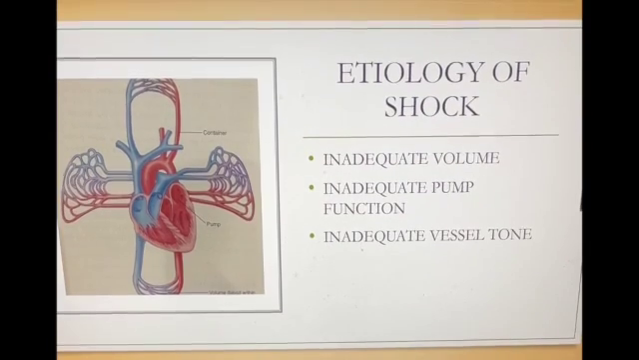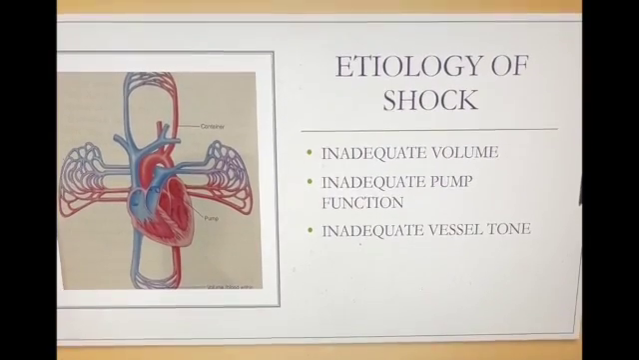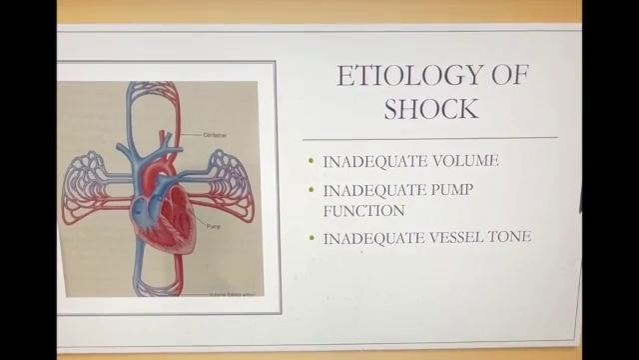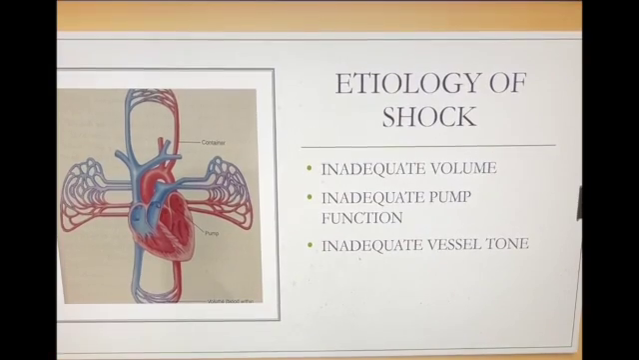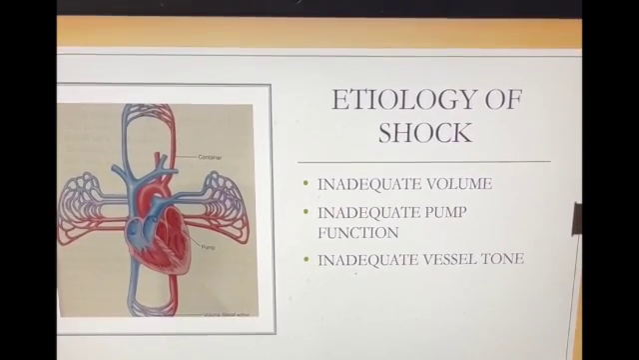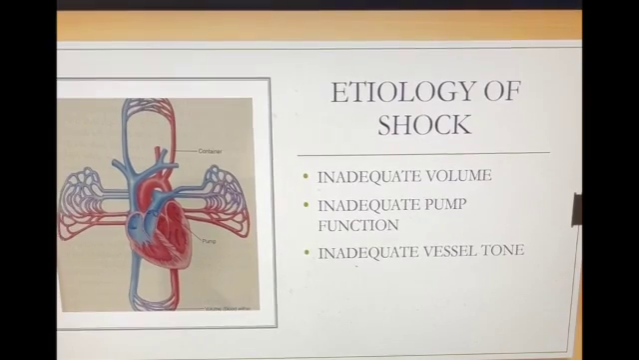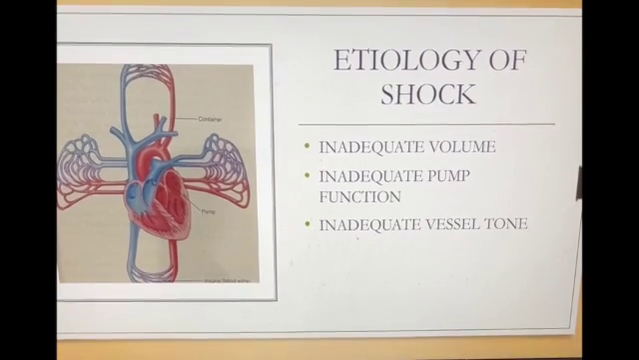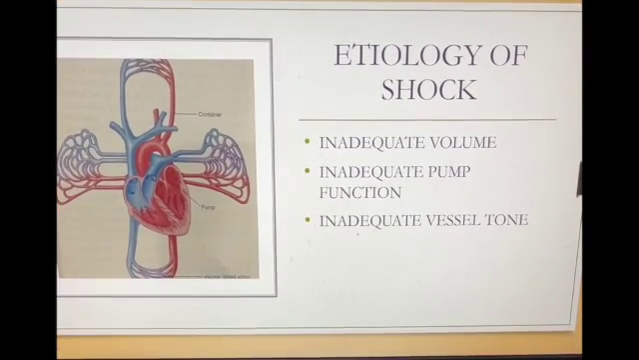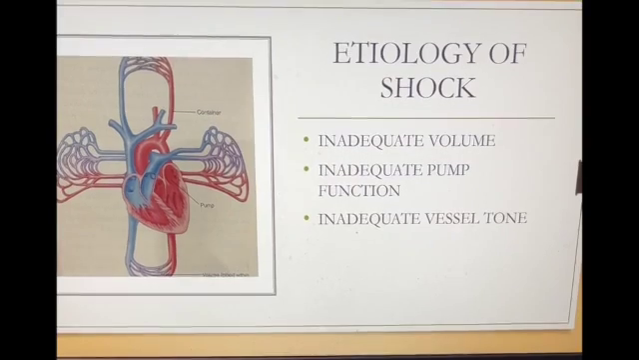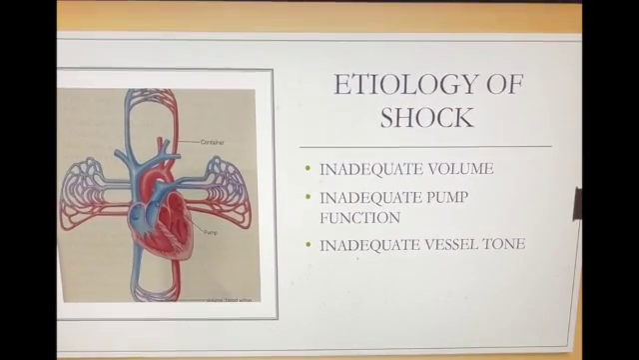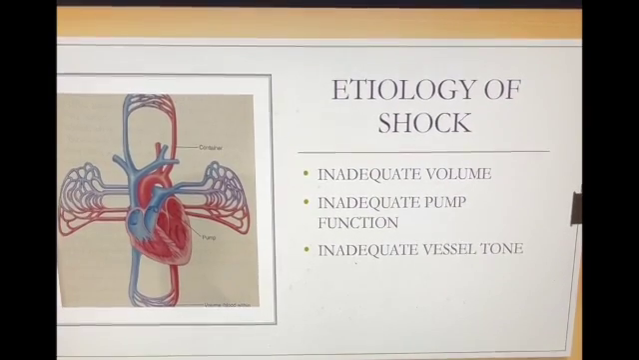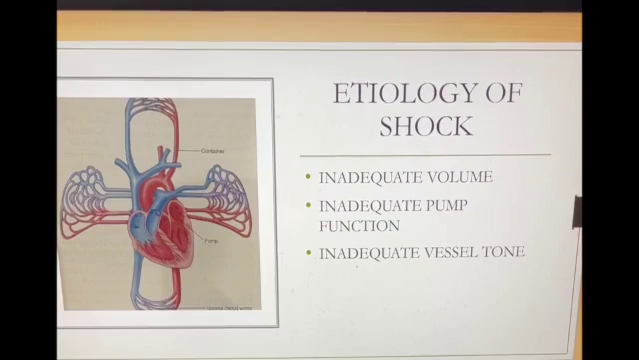Moving on to inadequate pump function, as already discussed, the pump is the heart. And the heart basically controls the cardiovascular system. The amount of blood ejected by the heart in one contraction is referred to as stroke volume. Inadequate pump function is the heart failing to generate enough force to move the blood throughout the body. If the pump fails, regardless of blood volume, the delivery of oxygen and glucose to the cells will decrease.